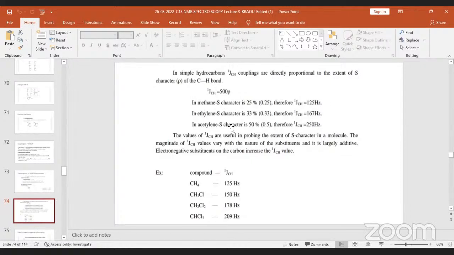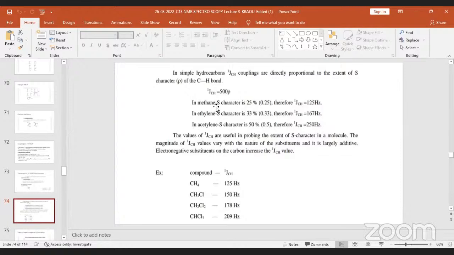In ethylene, it is sp2, so the S character is 33%, that is 0.33. So it will be 500 into 33 divided by 100, which comes to 167 point something. So 167 hertz in ethylene. The coupling constant between carbon and hydrogen is 167 hertz. In acetylene, you see both are equal, 50% S character and 50% P character, so 0.5. So 500 into 50 divided by 100 will be equal to 250 hertz. So in acetylene, the coupling constant J1CH is 250.